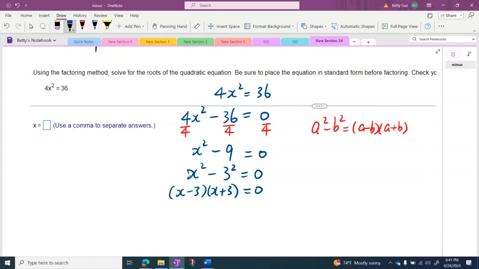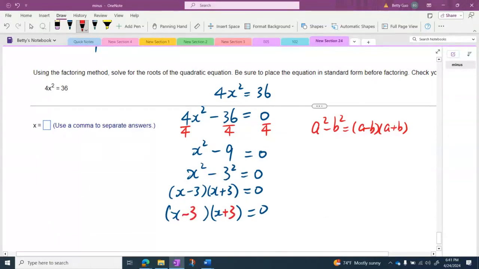Right? Remember, if the equation is in this format, we just need to take the opposite of those two numbers and we would have the solutions. So the opposite of this positive 3 is negative 3, and the opposite of this negative 3 is positive 3. So the two solutions are 3 and negative 3.